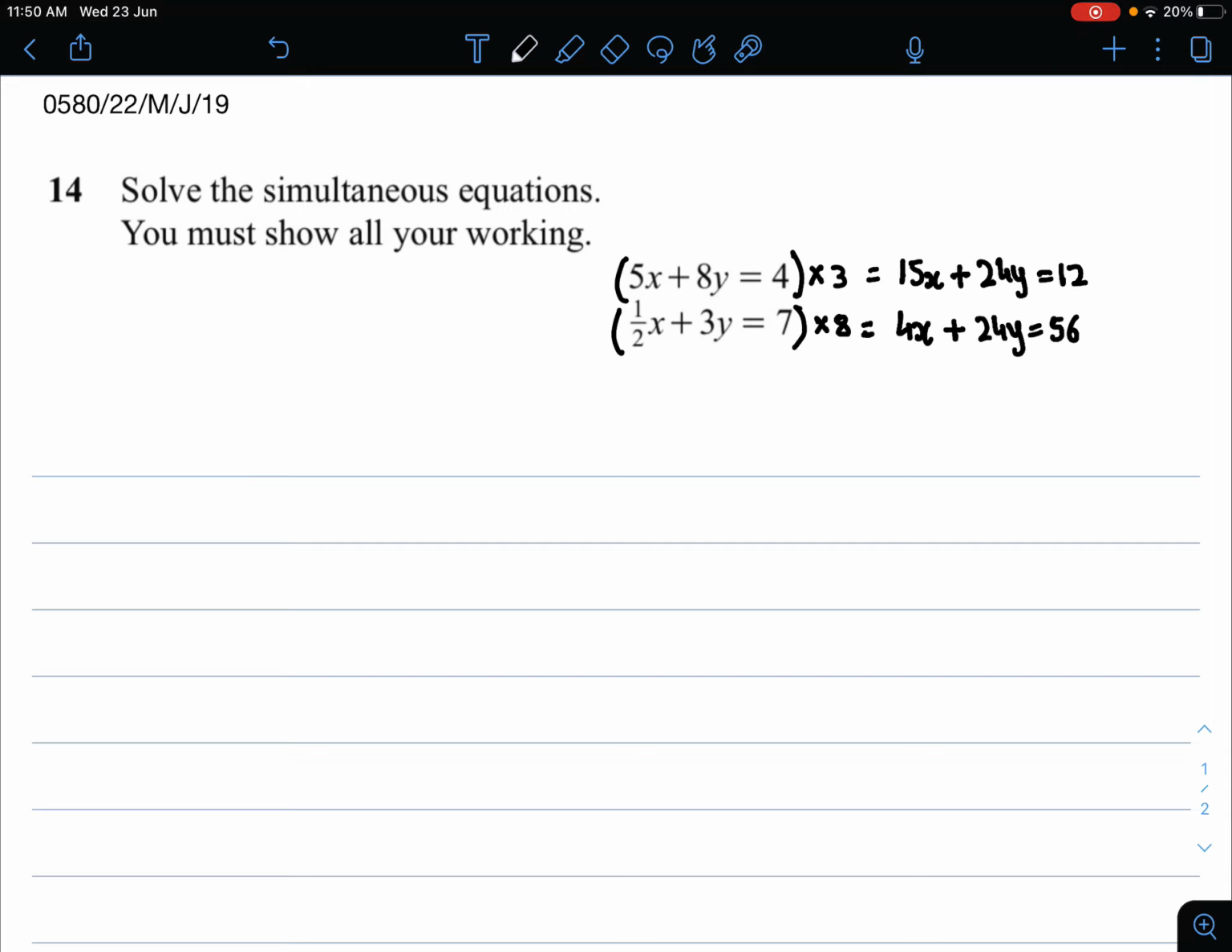Now as you see over here, I've got the coefficient of y to be the same, that is in this case 24. So now what you need to do is subtract the second equation, that is this, from the first equation, that is this. So let's go ahead and do that. What you do is basically you subtract the coefficients.